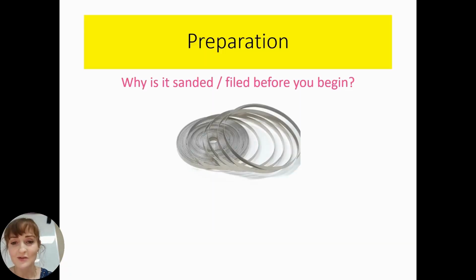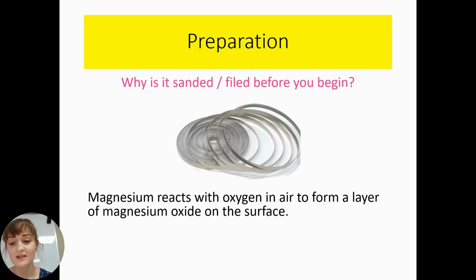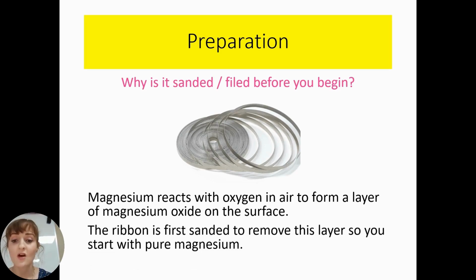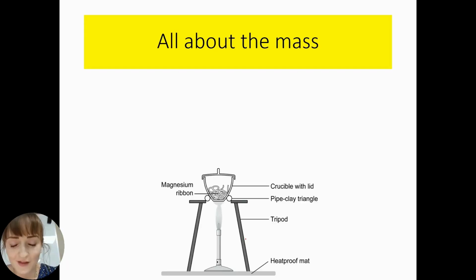Methods will often ask you to use sandpaper on the magnesium ribbon or to file it before you begin. That's because the magnesium ribbon will react with oxygen in the air anyway, and so you'll end up with a layer of magnesium oxide on the surface of the magnesium ribbon. You want to begin with pure magnesium. So for this reason, what you try to do is sand off all of that layer of magnesium oxide before you begin, so that you just start with the pure magnesium.